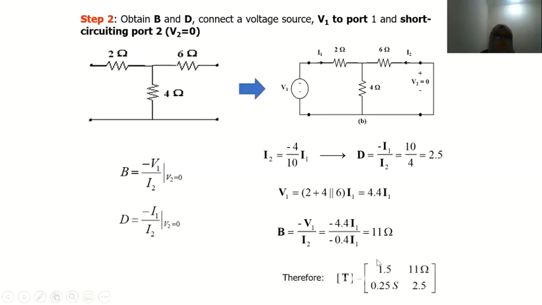So we already have the A, B, C, and D values, and you put them in matrix form. This is your A: just now you got 1.5 as a voltage gain. Your B is your Z here, equal to 11 ohm. Your C, just now you got the admittance, is 0.25, and your D is equivalent to 2.5 as your current gain.